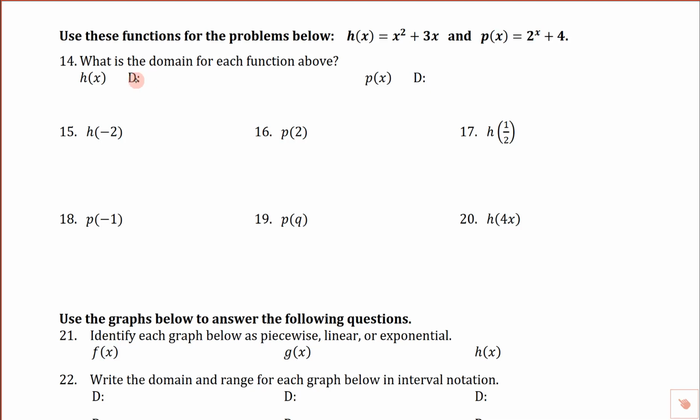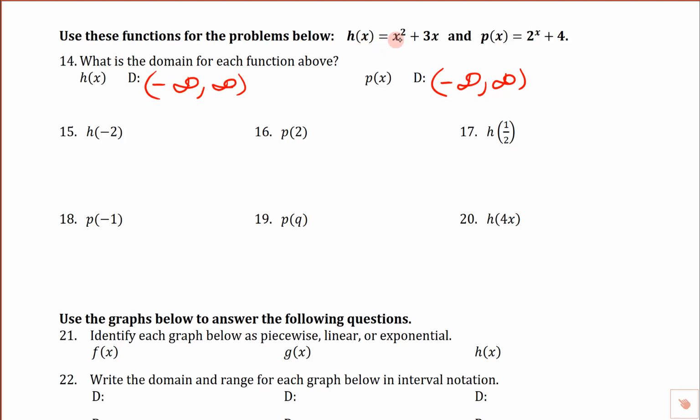Again, the question here is what's the domain of each of the functions above? There's no square roots or fourth roots or anything weird like that, and there's no division. So the domain for both of these is going to be negative infinity to infinity. We're going to be able to plug in anything that we want into either one of these. We're not going to have to worry about that at all. And then we want to find h of -2. So here's h.